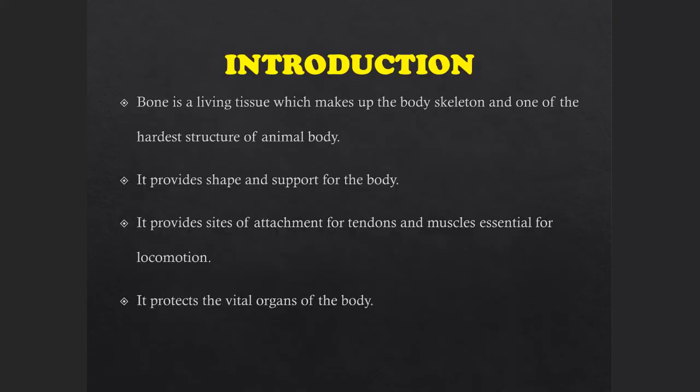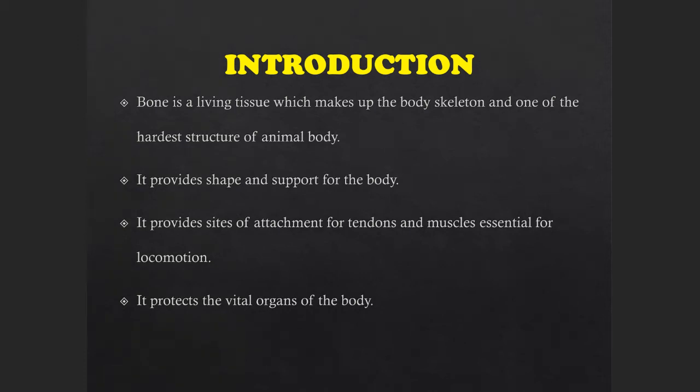Now bone, what is bone? Bone is a living tissue which makes up the body skeleton that you all know, and it is one of the hardest structures of the animal or human body. This is the hardest structure. It provides shape and support for the body. Obviously it provides the shape. That is why some have long bones, so they are taller, and some have short bones, so they are shorter. So these are all the things.